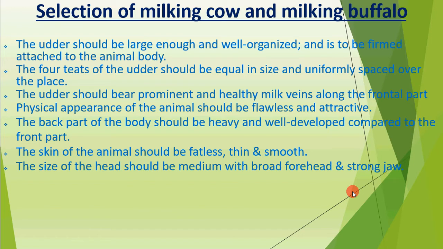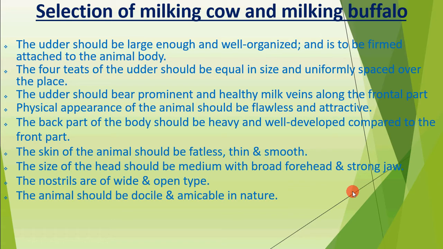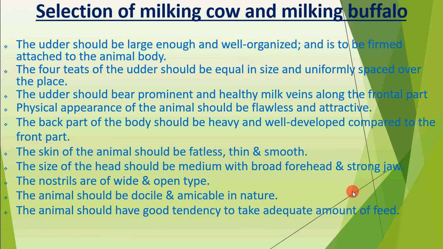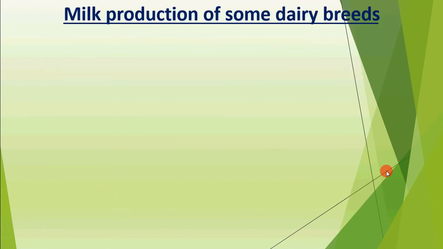Next, the skin of the animal should be faultless, thin and smooth. Then the size of the head should be medium with broad forehead and strong jaw. Then nostrils should be wide and open type. And the animal should be docile and amicable in nature. The animal should have good tendency to take adequate amount of food. So if you have a look at a cow or buffalo, you have to think whether the animal is quite healthy and has no disease, and it is smooth, well developed, and the forehead is wide. This is the type of animal to select.